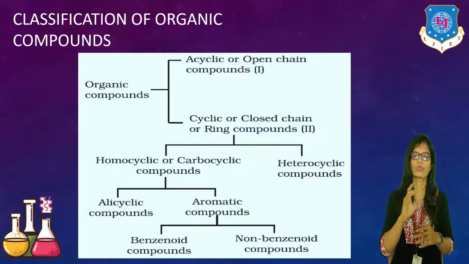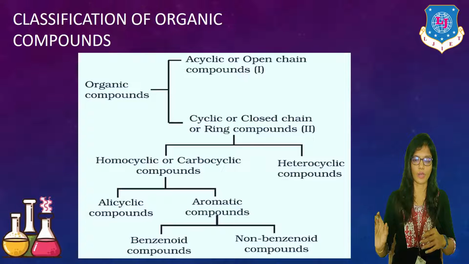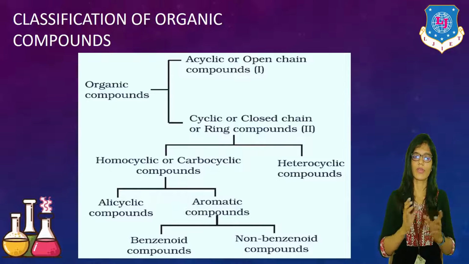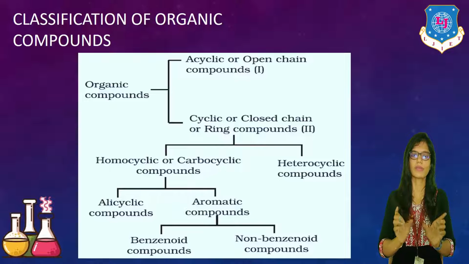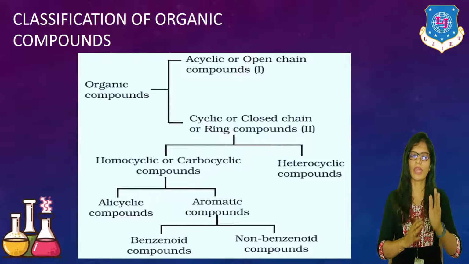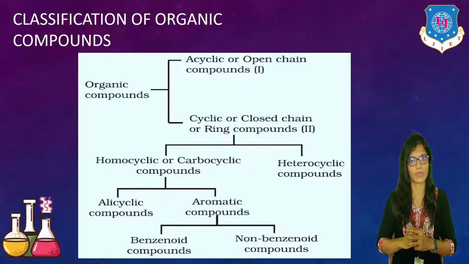So basically homocyclic includes aromatic compounds, so you can go through that particular one. And those aromatic compounds are further divided into two parts, benzenoid and non-benzenoid. Number one, benzenoid. Number two, non-benzenoids. So this is basically how we can classify our organic compounds. It's aliphatic and aromatic, and aromatic again can be divided into further types.